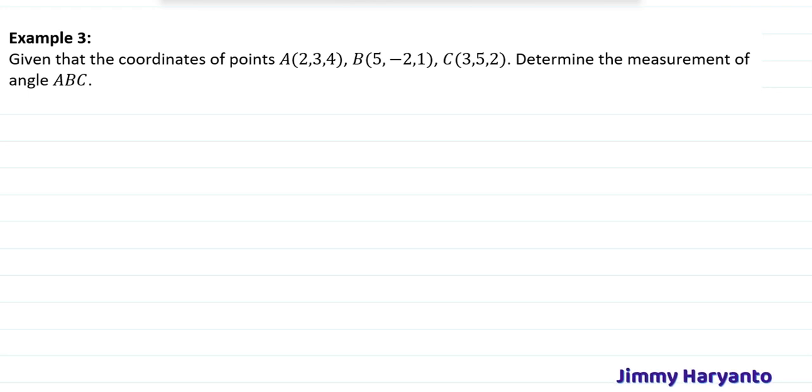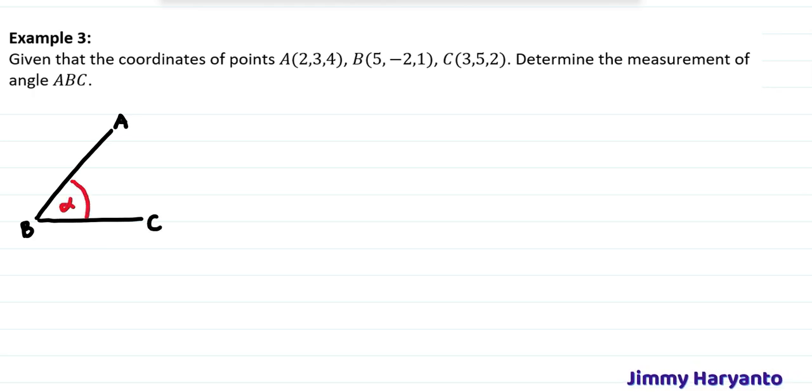Next, example 3. For example 3, given the coordinates of points A, B, and C, determine the measurement of angle ABC. So angle ABC will be like this, with B in the middle, this one is A, and this one is C. As you can see, the angle is right there. We can call it alpha. That means the vectors will be BA and also BC, and we have to find the vectors first.